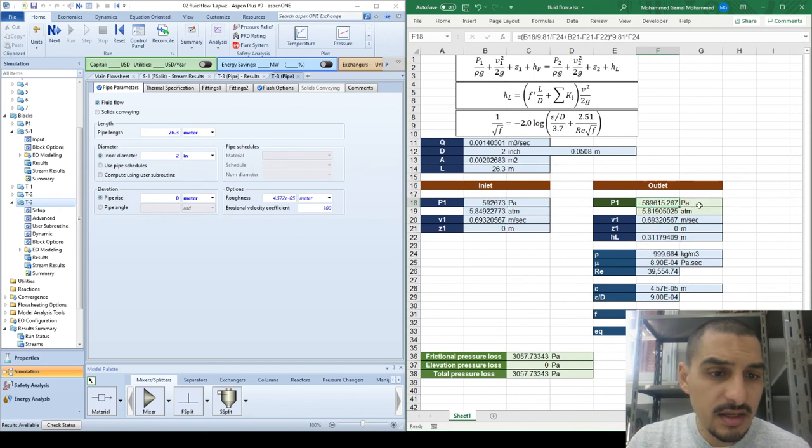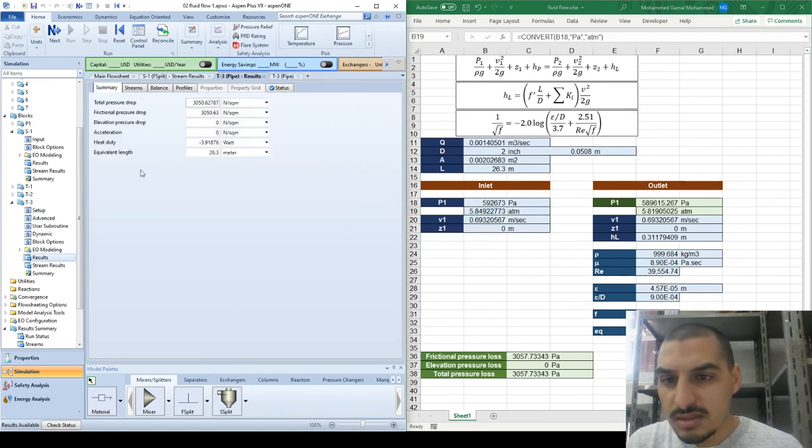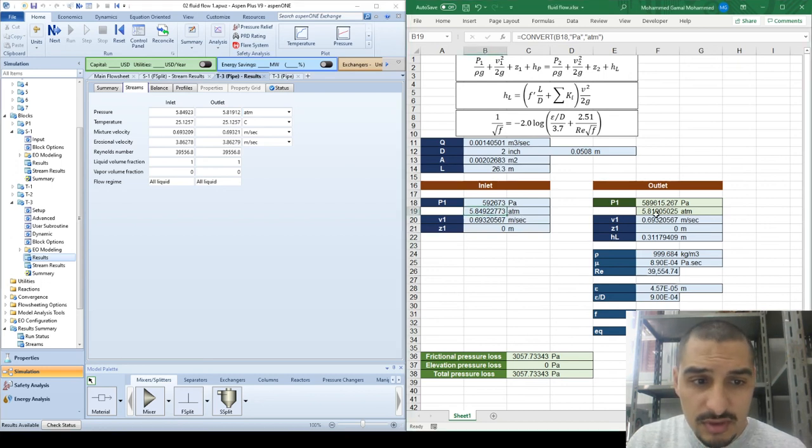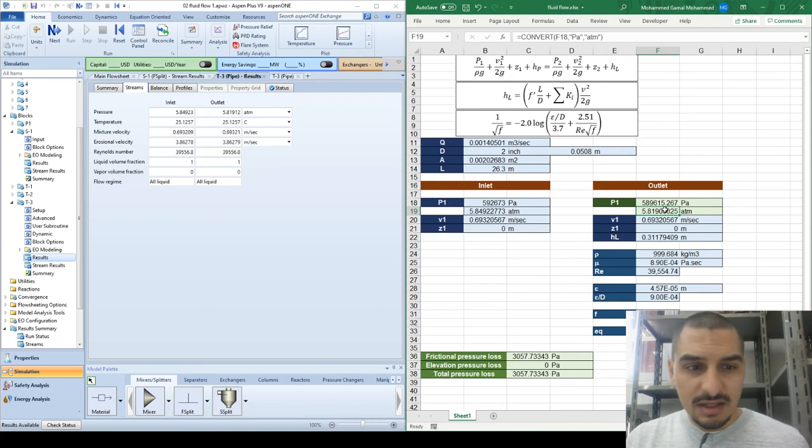At the end of the day, I have the pressure in Pascal, or let me put it in atmosphere to be easy. It's 5.819. It was 5.849. So to check the results for the streams, let's make it in atmosphere. This is 5.849, the inlet pressure, and the outlet pressure I got is 5.819, and this is 5.819. There is a little change in the fourth decimal place, which is not a big deal. I'm very, very close to the actual results.